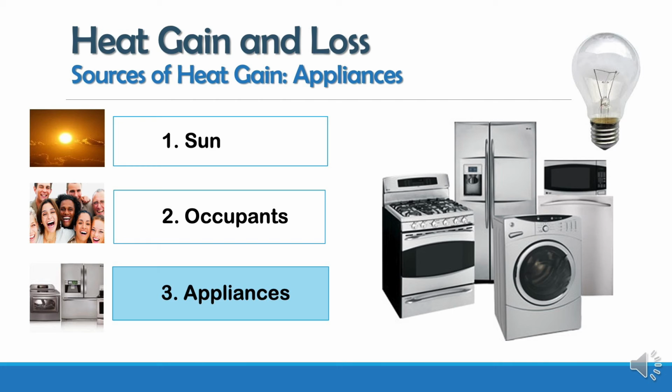A third source of heat gain is appliances. So this is an important thing to keep in mind because it's less common for houses, but for commercial buildings, internal heat gain from appliances and electric lighting are the main source of heat in a building.